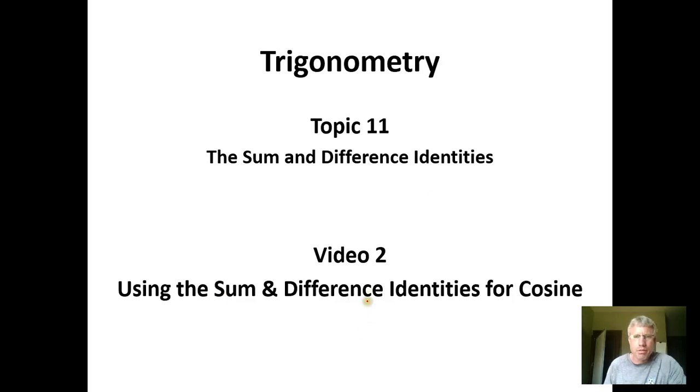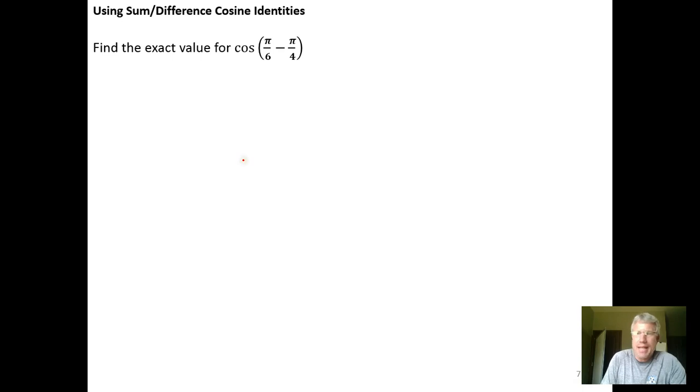So in this video we're going to look at using the sum and difference identities for cosine, the ones that we derived in the previous video. So these are just going to be basic mechanical style problems. This first one says find the exact value for cosine of pi over 6 minus pi over 4.